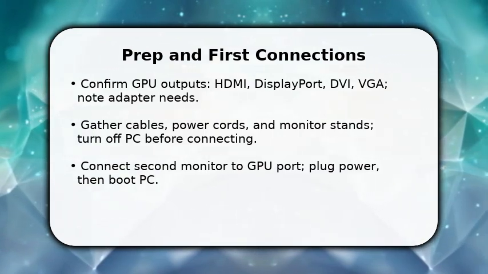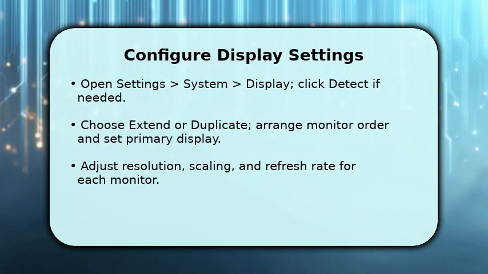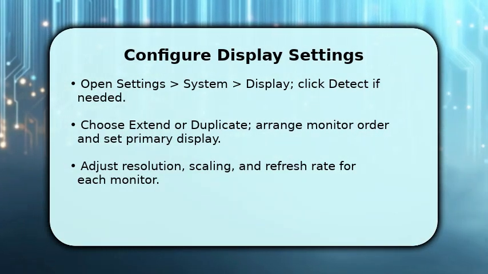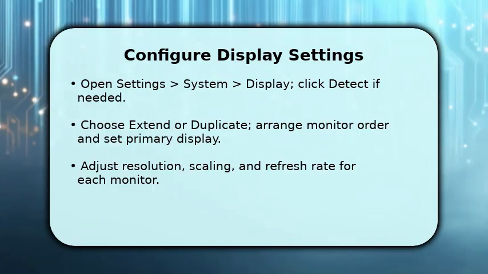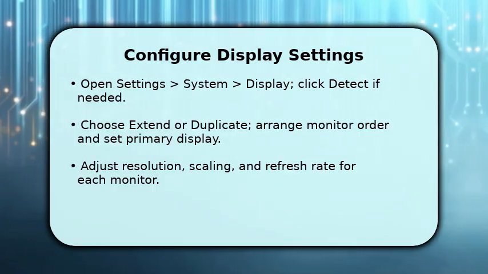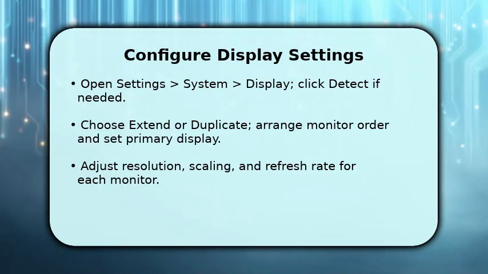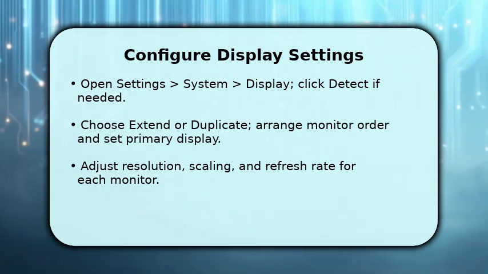Once the monitors are connected and powered, open display settings to let the system detect them. Click Detect if it doesn't appear. You then choose Extend to get extra desktop space or Duplicate to mirror. Arrange the virtual positions by dragging displays so cursor movement matches physical layout.